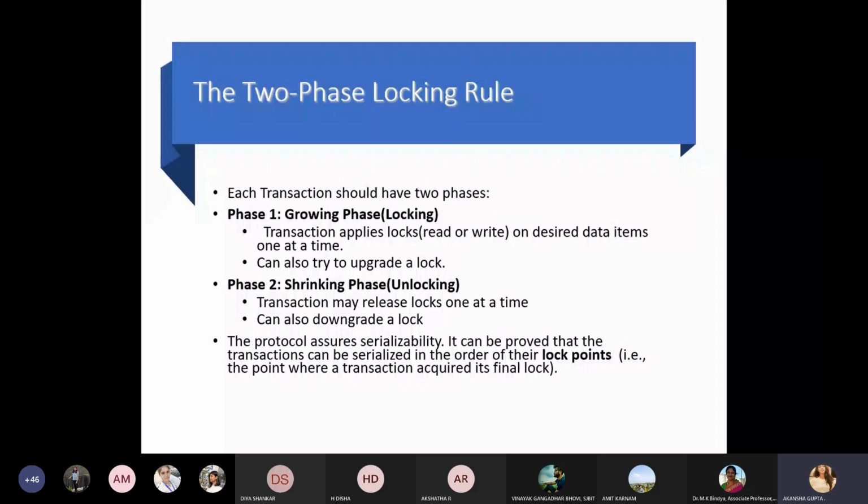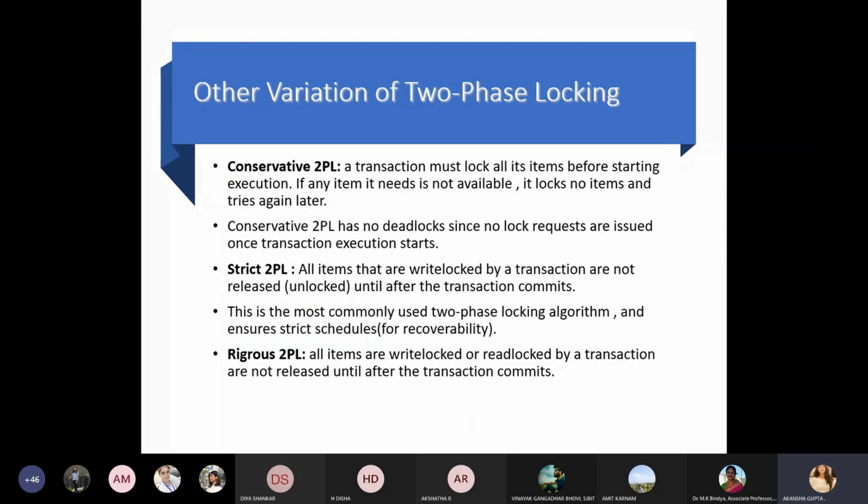So the protocol assures serializability if it can prove that the transactions can be serialized in the order of their lock points. We have many variations of two-phase locking, like conservative 2PL, strict 2PL, and rigorous 2PL. A variation known as conservative 2PL requires a transaction to lock all the items it accesses before the transaction begins execution by pre-declaring its read set and write set.